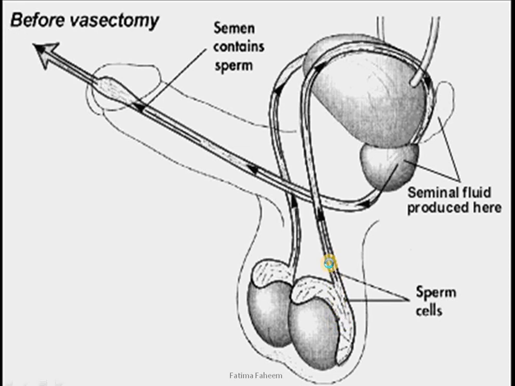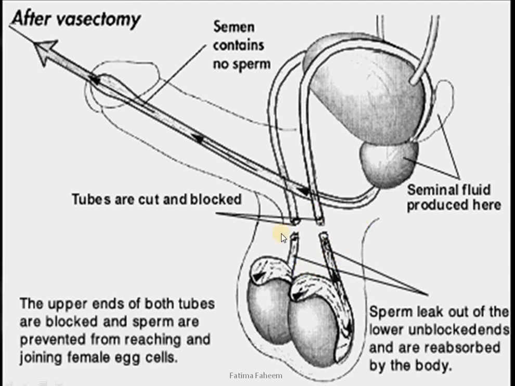So what happens after the surgery is that these sperm ducts are cut so that there is no way of the sperm from going anywhere from this area to any other area. So the upper ends of both the tubes are blocked and sperm are prevented from reaching and joining the female egg cells. Hence, there are no chances at all of fertilization.